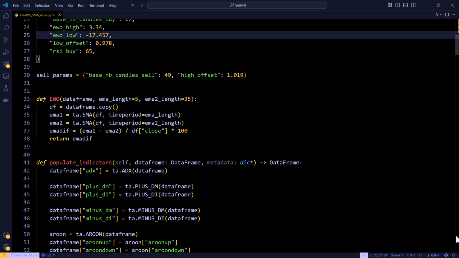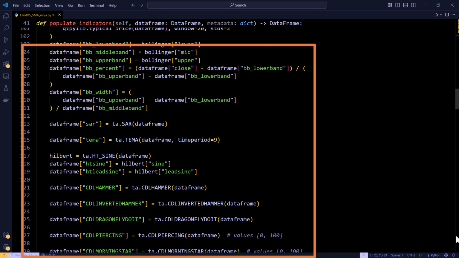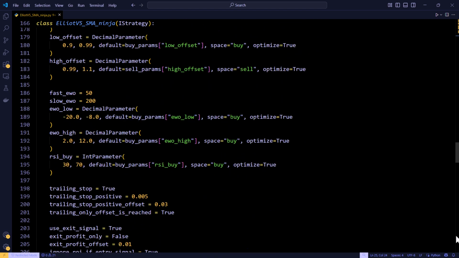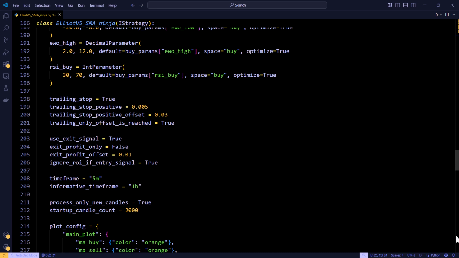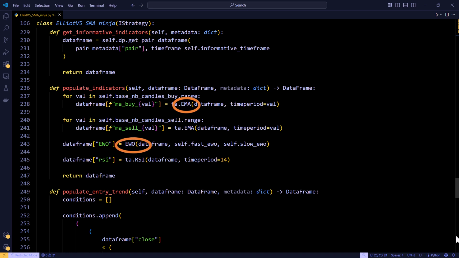Now, don't let yourself get fooled by all these indicators that are written down in this code here, because they all seem to be placeholders and not actually used in the strategy. What is important, however, is that this strategy seems to be a scalping one for 5-minute time frame entries and 1-hour time frame for trend detection. The real signals come from the exponential moving average, the Elliott wave oscillator, RSI and volume. And here's how it works.